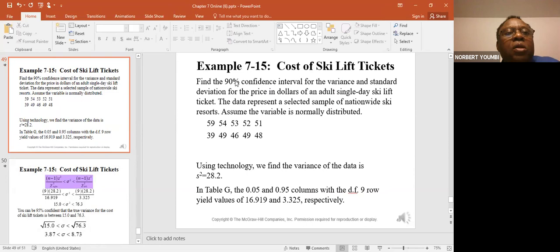So find the 90% confidence interval for the variance and standard deviation for the price in dollars of an adult single-day ski lift ticket. The data represent a selected sample of nationwide ski results. Assume the variable is normally distributed. At this point, we are going to use Excel to find the sample variance.